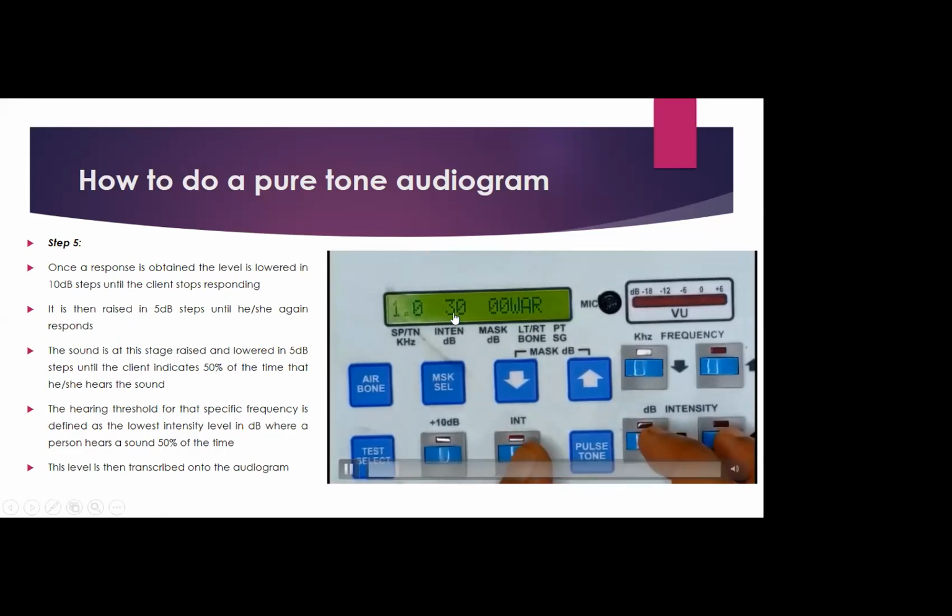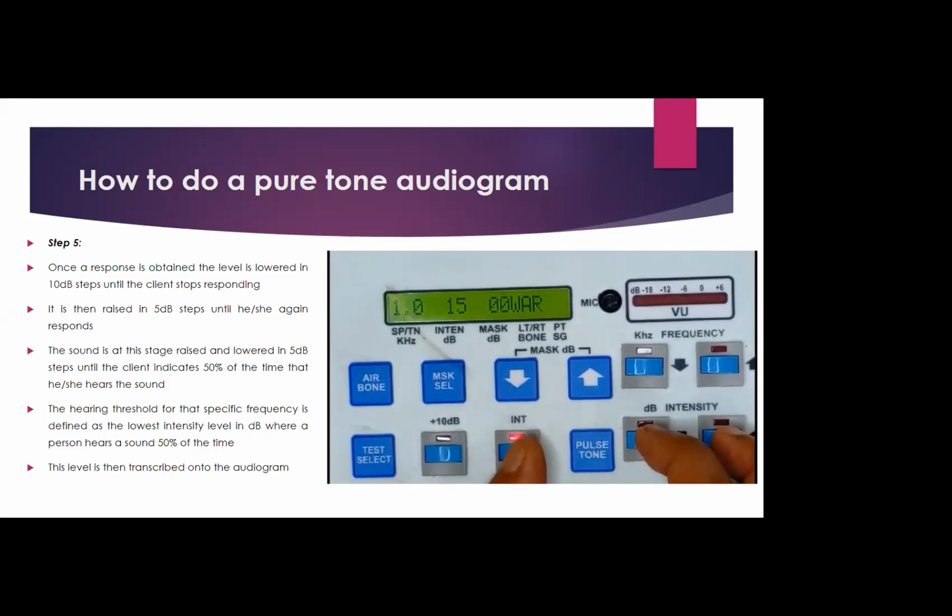And here we can see that at 30 decibels for 1000 hertz, no, sorry, response was observed, so it was reduced by 10 decibels. Again response was there once, twice, then it was reduced again by 10 decibels. No response could be observed. Increased by 5 dB, 15 decibels, no response once. Second time response was there, third time response was not there. So increased by 5 decibels, again at 20 decibels, first time no response, second time response, third time again response. So we will mark this 20 decibels as the threshold of hearing at 1000 hertz on the audiogram.